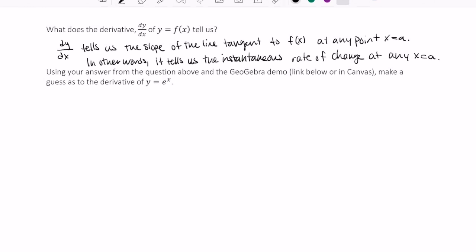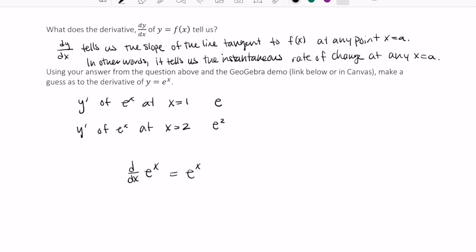Okay, so from the demo, we figured out that the derivative, that is y prime, of this function at x equals 1 is just e. And we also figured out that the derivative of e to the x at x equals 2 is just e squared. So that's the really cool thing about the number e: the output of this function is the same as the slope of its tangent line at that x value. So the derivative of e to the x is just e to the x.